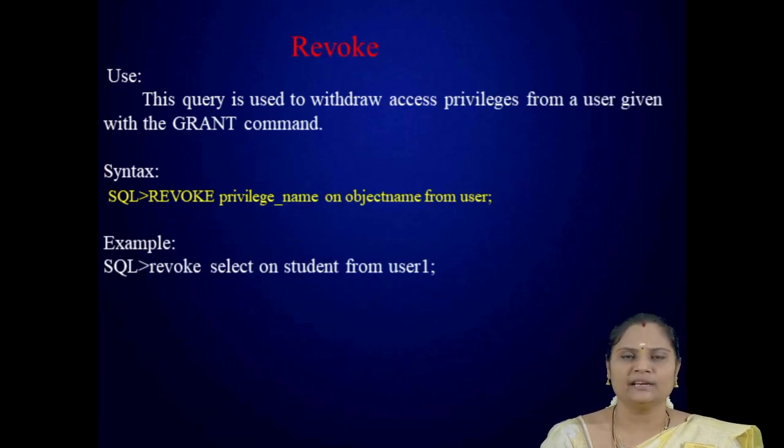After giving the permission, if the authorization people do not want to give the access permission anymore, they can withdraw the access permission. For this we use the revoke command. Revoke privilege name on object name from user. If we want to withdraw access privilege from user 1, we write the query revoke select on table name from user 1. After this, user 1 cannot access any data from our student table.